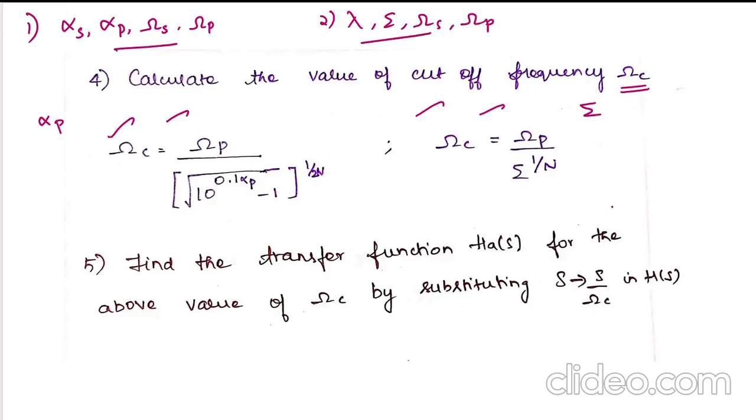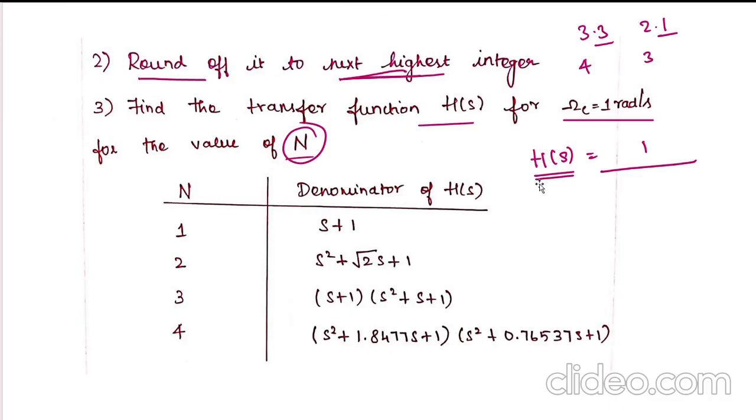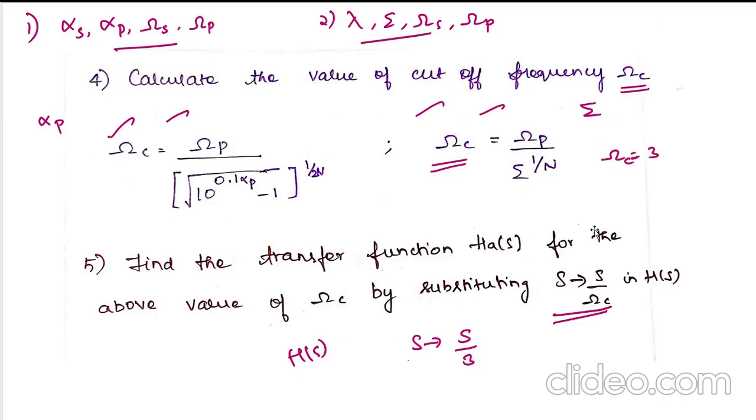And after calculating the value of omega c, you will be substituting that in the transfer function H of s. Wherever s is there, we will be replacing it with s by omega c. Say for example, if omega c value is 3, I will be substituting the value of s as s by 3 in the transfer function H of s, that is the transfer function which we have calculated earlier. So these are the steps involved.